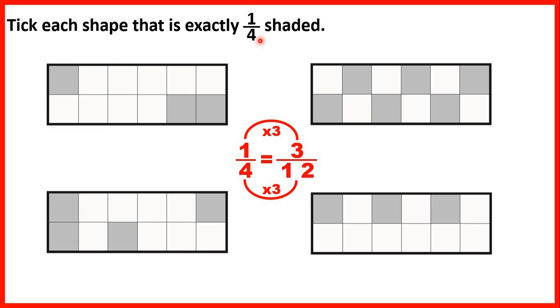So because 1/4 is the same as 3/12, we need to tick the shapes where 3 of the 12 pieces are shaded. So here we have 3 out of 12 pieces shaded. Here we have more than 3, and here we have more than 3 as well. But for this shape, again, we have 3 shaded pieces and 12 pieces altogether, and that's equivalent or the same as 1/4, so we can tick this shape as well.